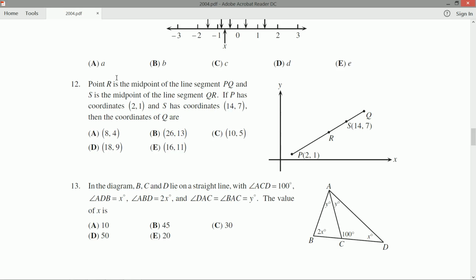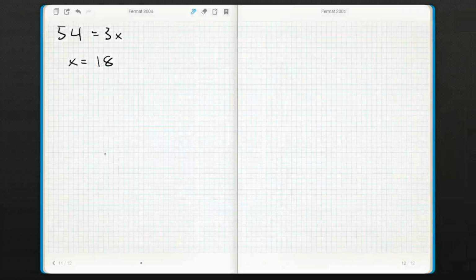Is this all we need? Is there only one that has 18? Yeah. So we don't actually need to work out the y coordinate as 9, because there's only one of these that has an x coordinate of 18, so the answer should be D.